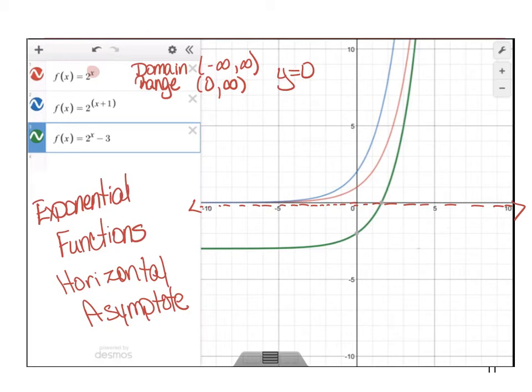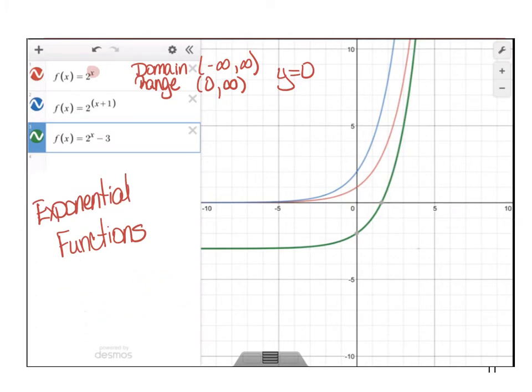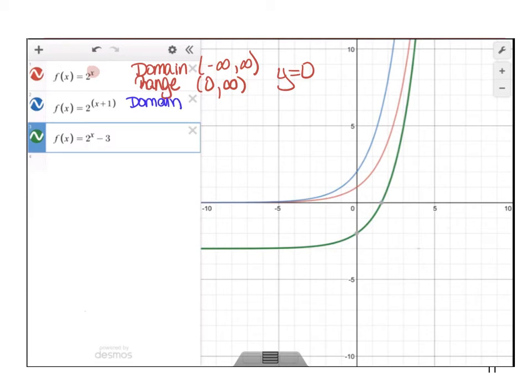Now, I am going to erase this line right here, and I am going to erase this right here. What I want you to do right now is put this on pause, and I want you to determine the domain of my blue function, the range of my blue function, and my horizontal asymptote of my blue function. So put that on pause, and do that right now.